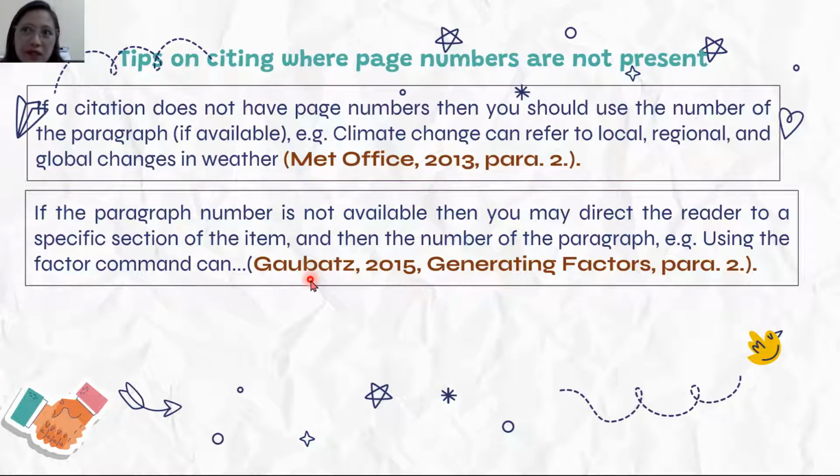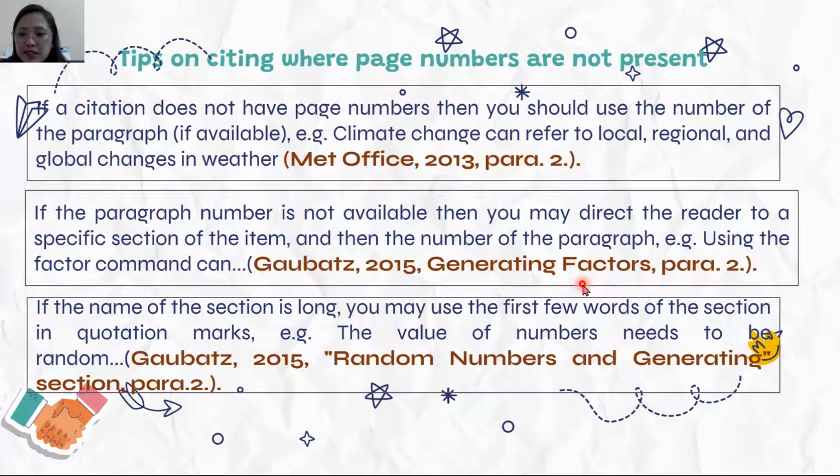So dito sa given example niya, we have Go Bats 2015, generating factors. Ito yung section of the item kung saan nakikita yung sentence na to. So, paragraph 2 pa din.